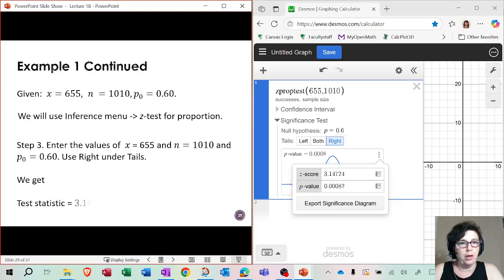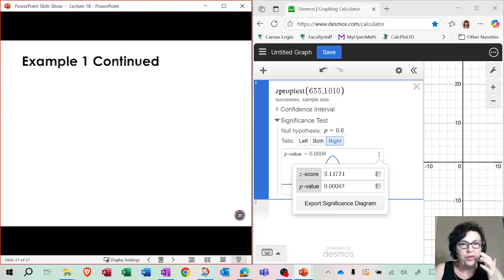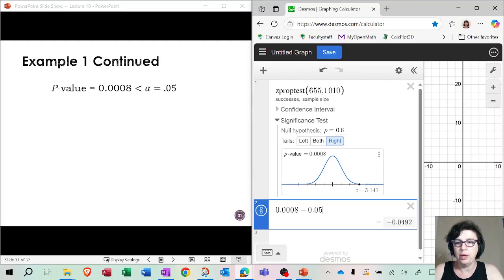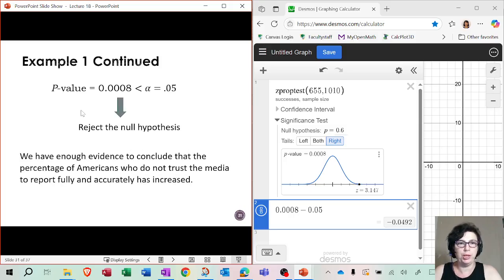So let's see, I don't know what alpha they were using here. Okay, they just used 0.05. If you don't believe me that it's less, just subtract them. Because the answer is negative, it is less, which means we are going to be rejecting the null hypothesis.